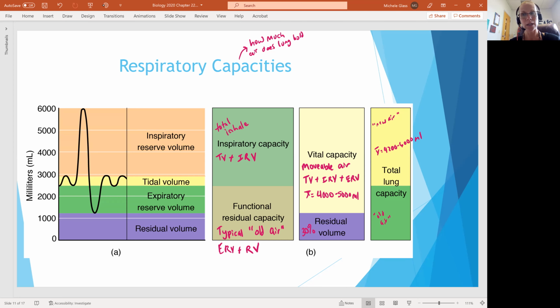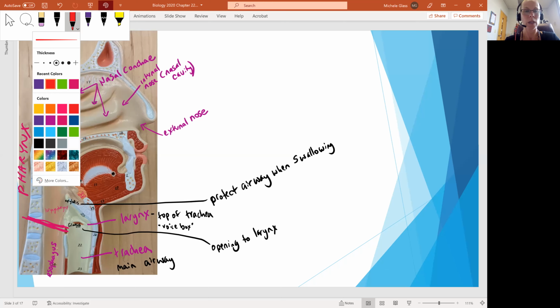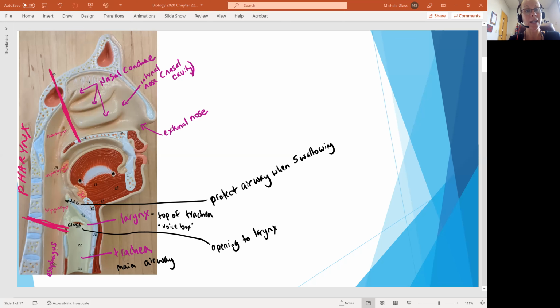And this is important. So if we flip back to an earlier conversation, if we go back and look at our conducting portion, which was the nasal cavity, pharynx, larynx, trachea, and into the bronchial tree, we can talk about our conducting portion as being anatomical dead space, meaning no gas exchange is happening here. So it's not involved in gas exchange.